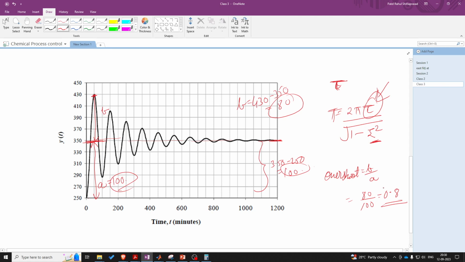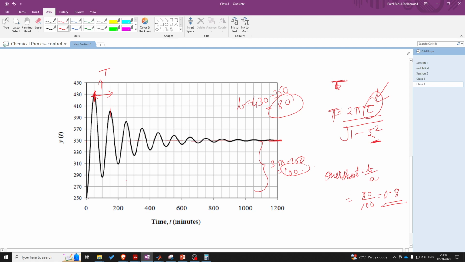Similarly, from the plot we can find the time period of oscillations, that is the time taken between two successive peaks or two successive bottoms. So over here, let's just delete this stuff. Over here, this is one peak, this is the second peak. So this time is the time period of oscillations, that is T.